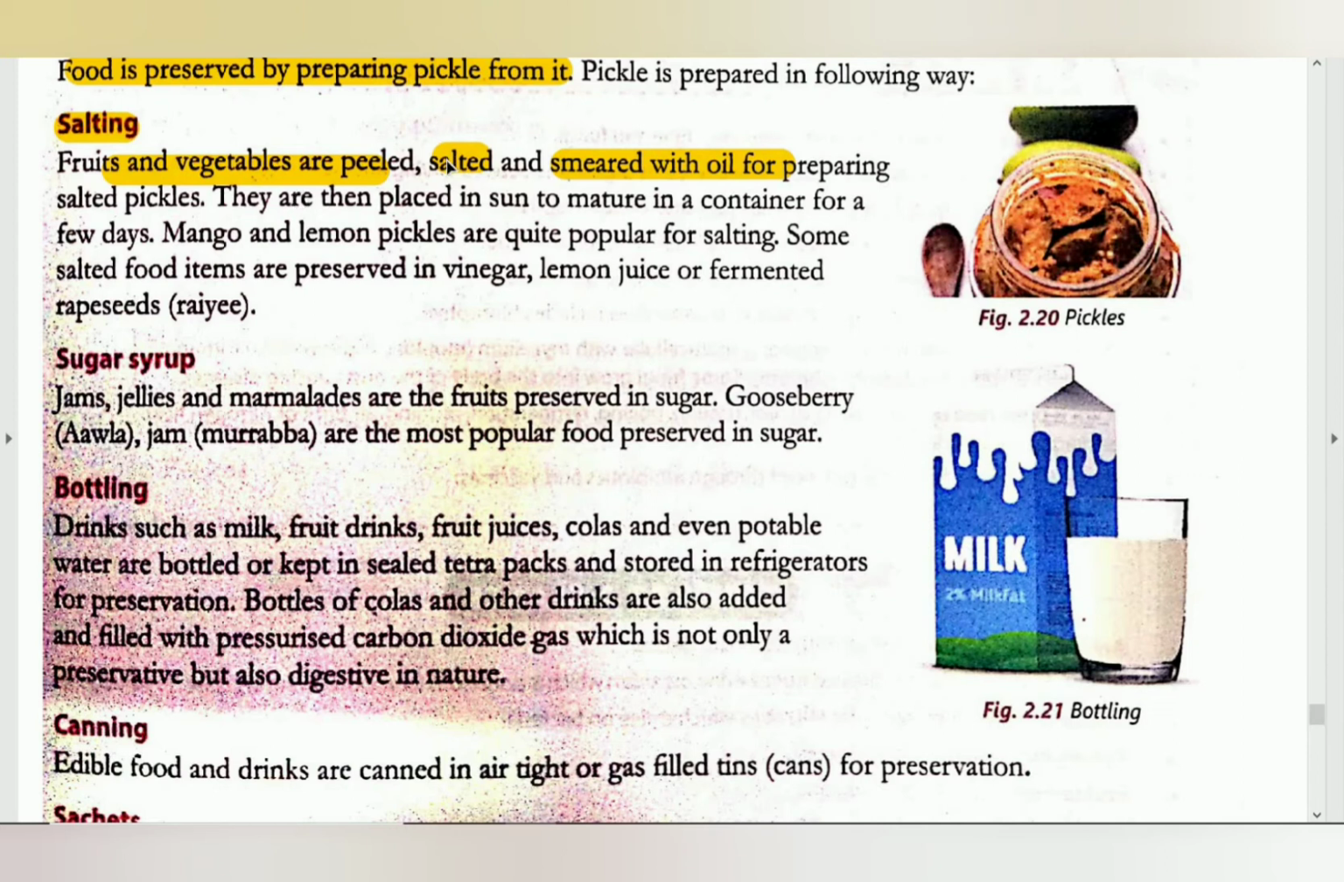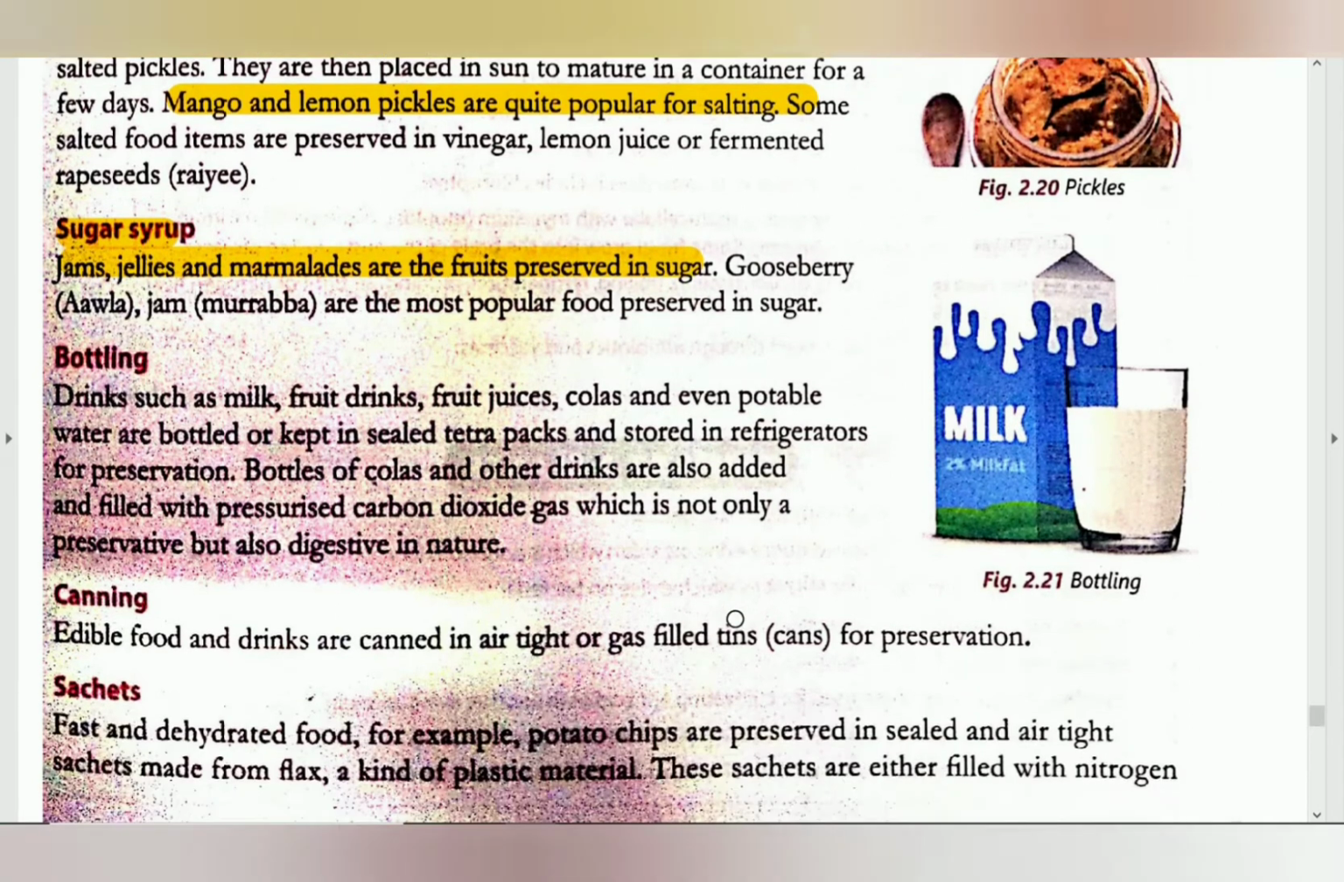Alright, so this is the method to remove moisture from the pickles and the fruits. And smeared with oil means oil is generally used to check the growth of microbes as it cuts the contact of air. So mango and lemon pickles are commonly popular which we have used. Alright. Next is sugar syrup. Jams and jellies are generally preserved by this method.